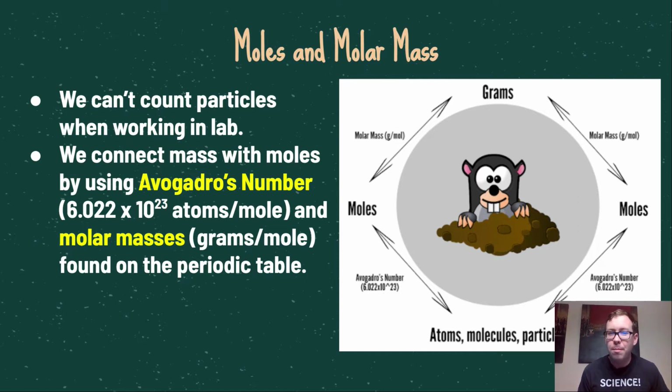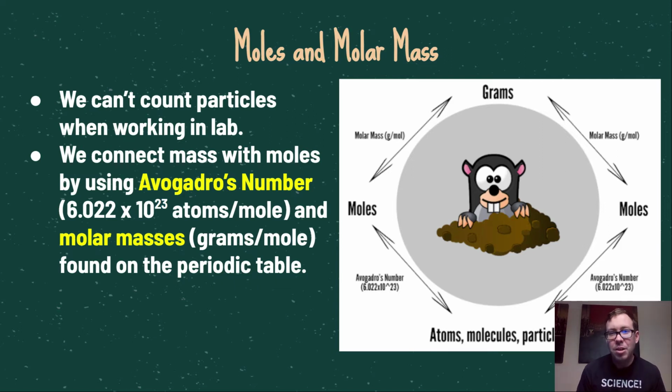So we do need to keep in mind the two major numbers that we utilize when we convert, and that is Avogadro's number, which tells you that there are 6.022 times 10 to the 23rd atoms, molecules, or particles per mole, and use molar masses, which we can find on the periodic table. The molar masses are ways that we convert between grams and moles.